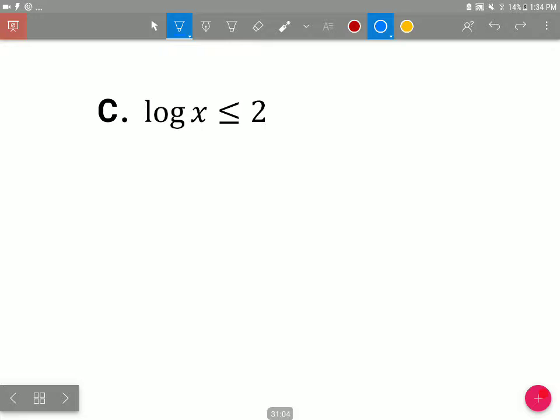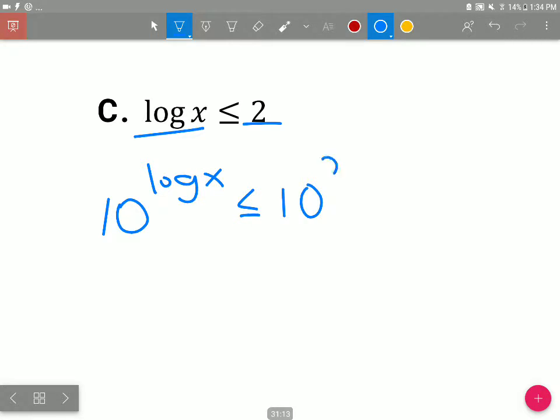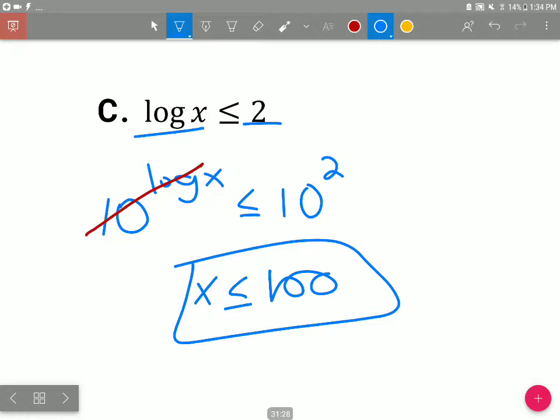There you go. So what we're going to do is make both of them 10 to these exponents. 10 to the log of x is less than or equal to 10 squared. And the reason behind it is now these are both base 10. They cancel out. So x is less than or equal to 100, because I can do 10 squared. The logs, leave as logs, but normal exponents, just multiply them out and be done. Do letter D.